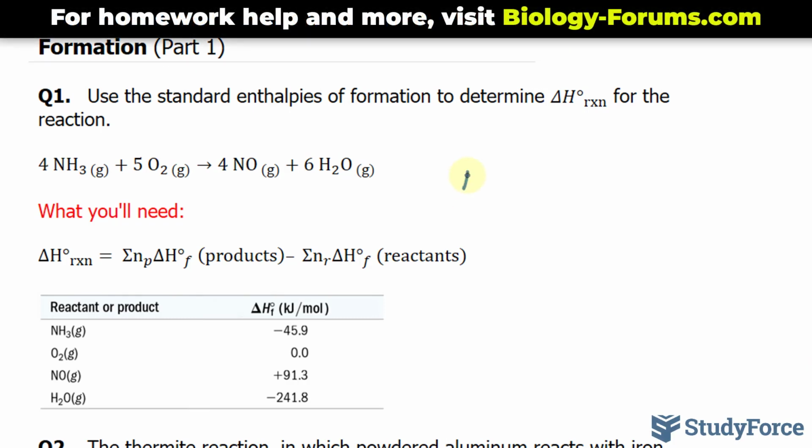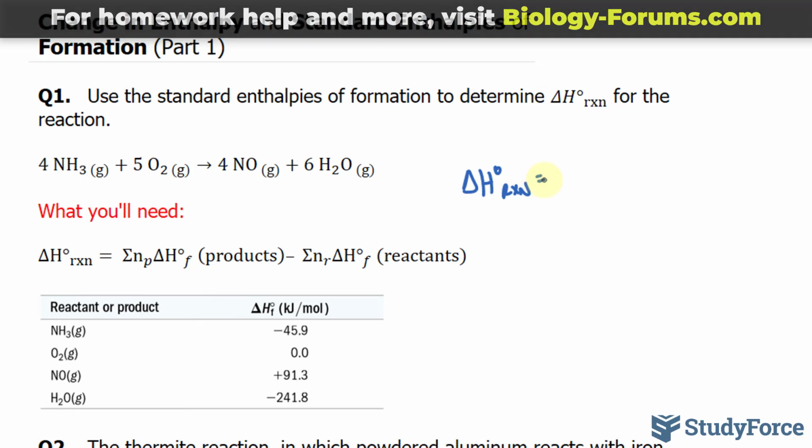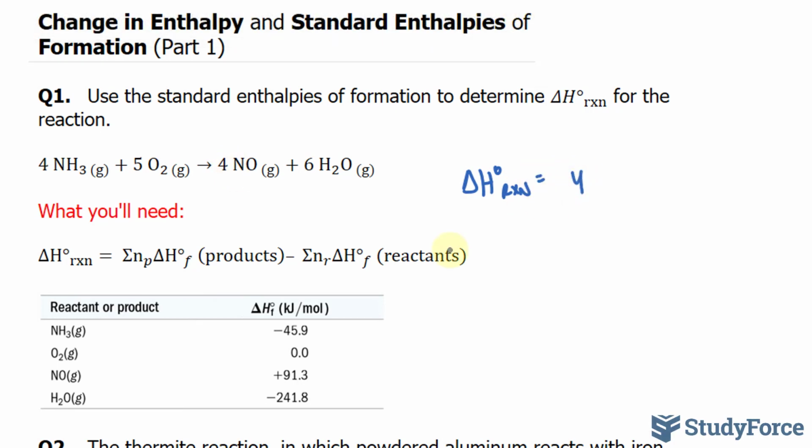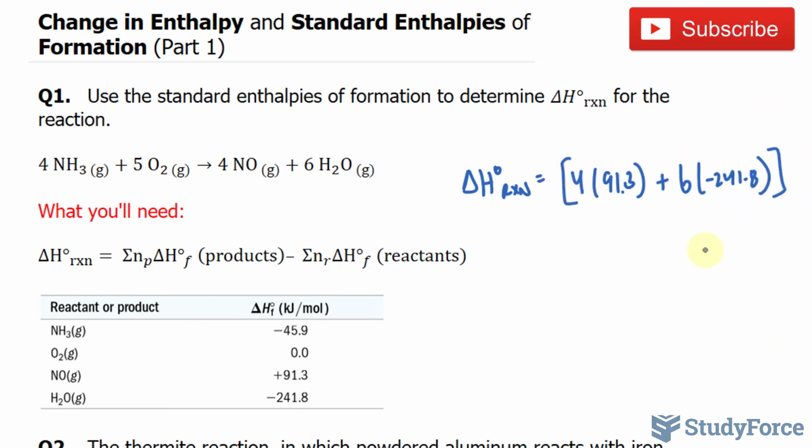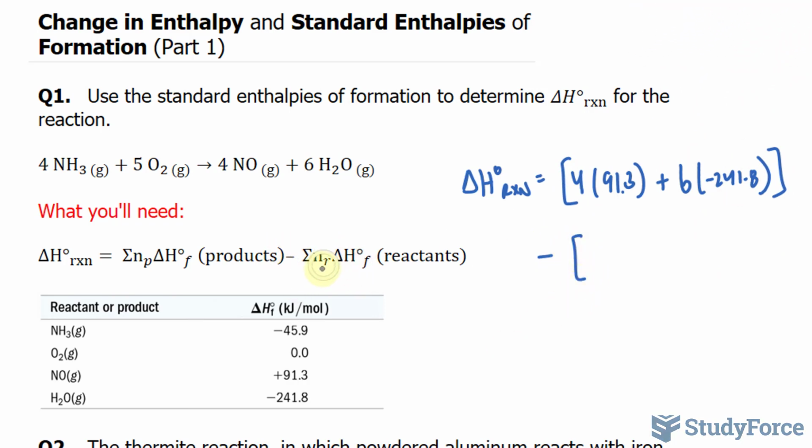We have the change in enthalpy is equal to the sum of 4 times the standard enthalpy of NO, which is 91.3, plus 6 times the standard enthalpy of H2O, which is negative 241.8. I'll put those in square brackets. And then we subtract, notice the formula, the sum of, now this time our reactants. We have 4 times NH3, its formation is negative 45.9, plus 5 times 0. And that's the case for all pure elements or diatomic elements, including O2.